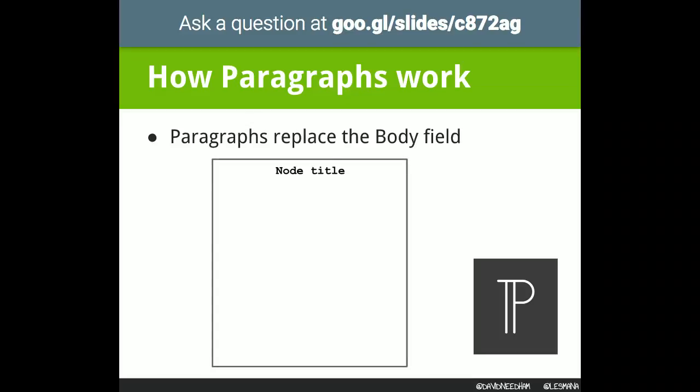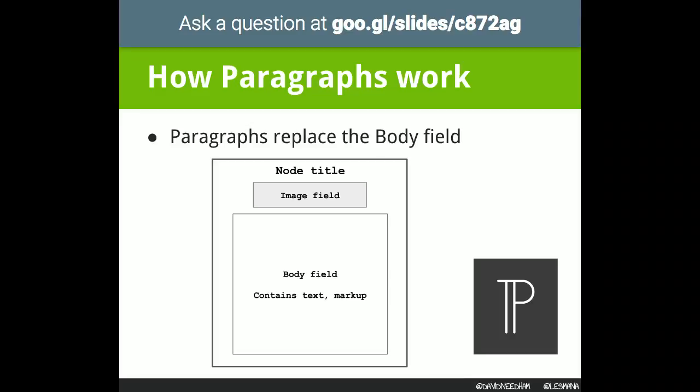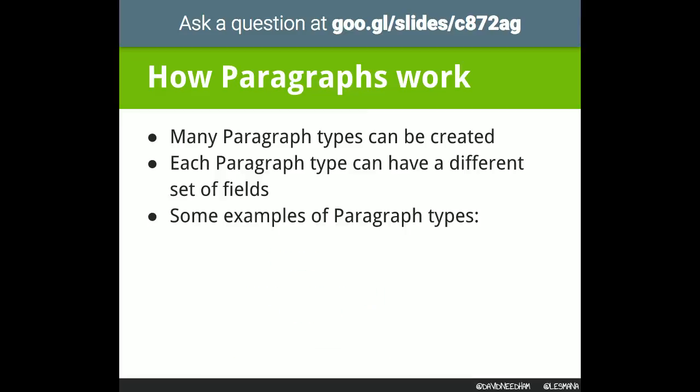So here's an example. We have the node title at the top. We might have an image, so maybe this is an article. And then we have a body field that might have a kind of mashup of everything. We just swap that out and we put in a paragraphs field that could contain any number of paragraph types. And we'll get to that just next.